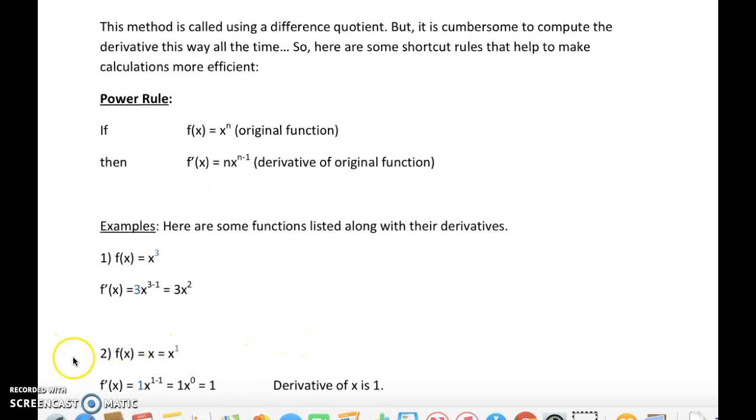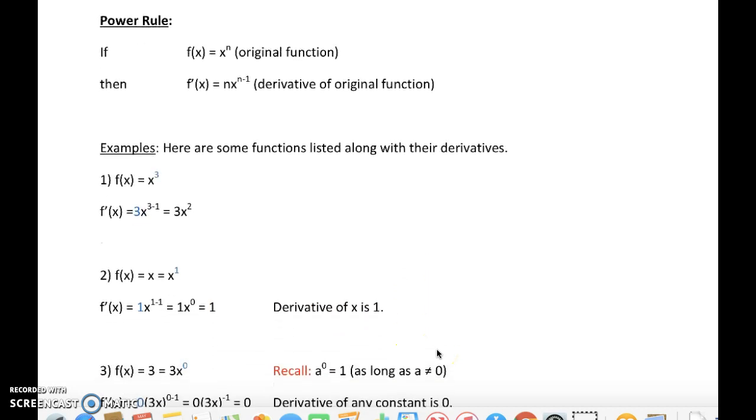If we look at another function, f of x is equal to x, now remember when we have just a variable by itself, it has an exponent of 1. So when we take the derivative of just f of x is equal to x, that 1 that's in the exponent that we don't write is going to come to the front. And we're going to subtract the exponent by 1, which is going to leave us 1 times x to the 0. Now x to the 0 is equal to 1, and 1 times 1 is 1. So the derivative of just the variable x is 1.